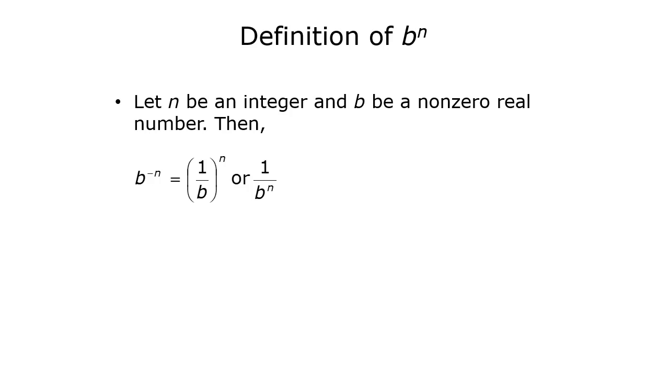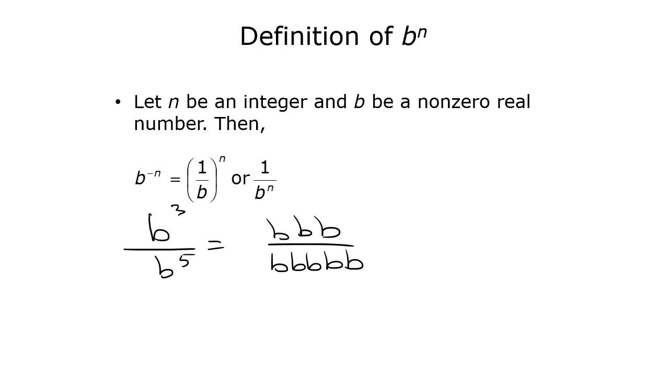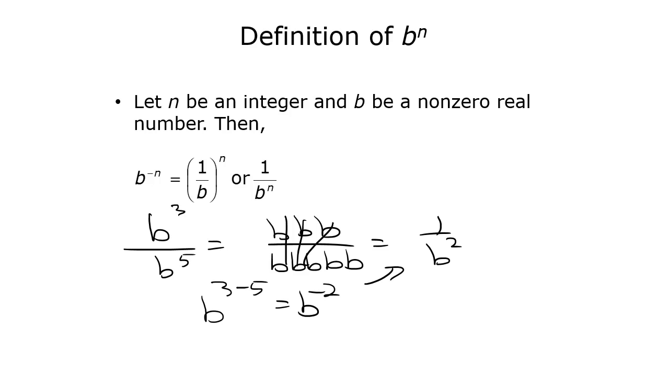Well, again, if you had b to the third over b to the fifth, you have 3 b's up here and you have 5 of them down here, and we know we can cancel out 3 of them, and we'd be left with 1 over b squared. But we also know that according to this rule of quotients, it should be b to the top number minus the bottom number, which is b to the -2. And ta-da! b to the -2 is the same thing as 1 over b squared.